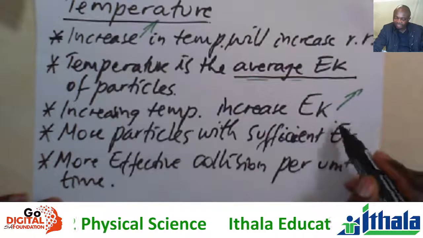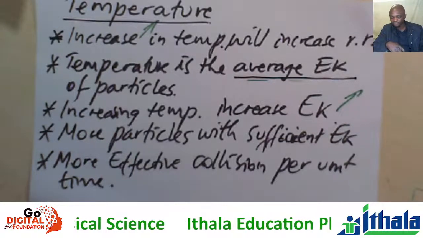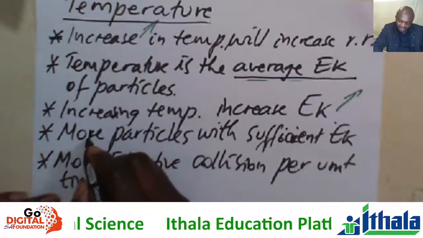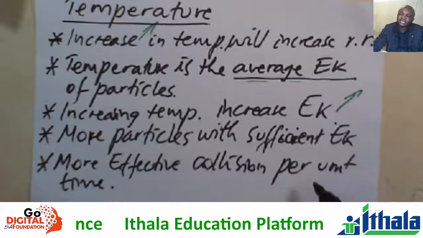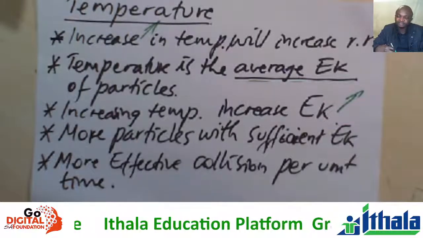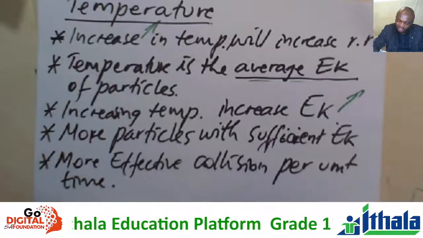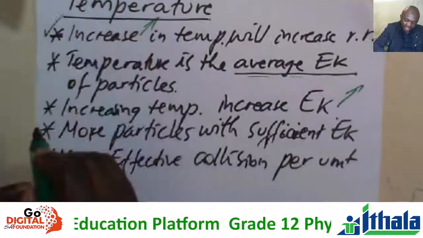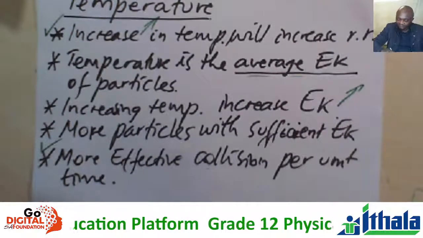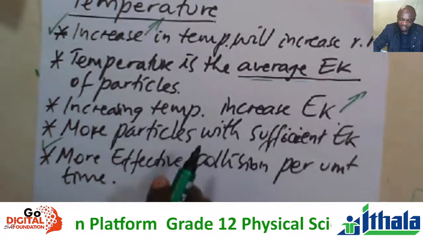Kinetic energy is part of the conditions for effective collision. So I will say there are now more particles with sufficient kinetic energy, which means they will collide effectively, and then I finish with more effective collisions per unit time. Bullet 1 and the last one are the same for all of them.